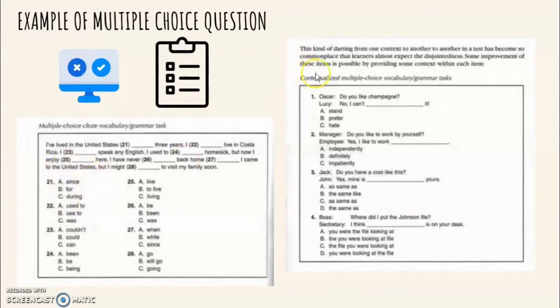The second one is contextualized multiple choice, vocabulary or grammar task. At this point, students will also learn about vocabulary and grammar. Same as before, but in this one, students have to read one by one about the perspective and a question between one and another.